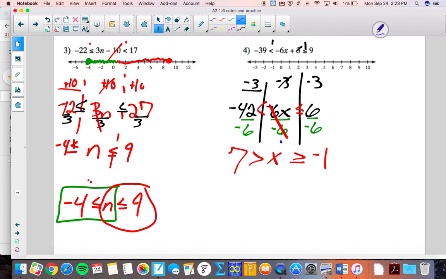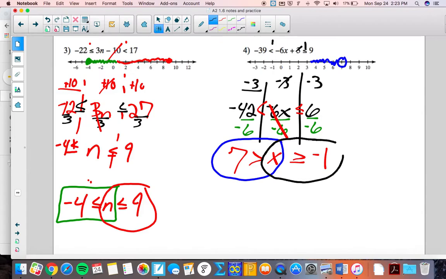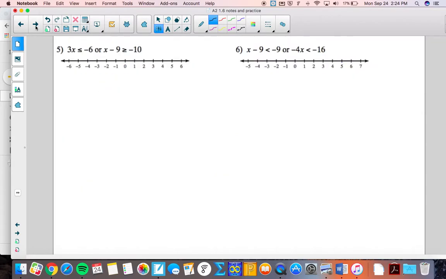So now let's graph this. Read from the x. This says x is less than 7. So open dot at 7. Less is this direction. This says x is greater than or equal to negative 1. So close dot at negative 1. X is greater than or equal to negative 1. Greater numbers are to the right. So there we go. All right.